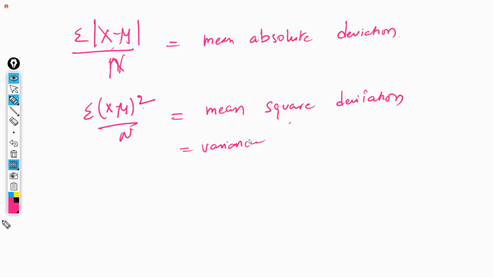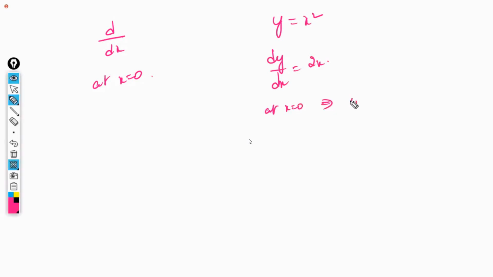We want variance as the maximum value or minimum value? Minimum value. Any value you want as the minimum value, you have to take d by dx at x is equal to 0, which gives you the minimum value. If I have y is equal to x square, d by dx is nothing but 2x, and at x is equal to 0, the minimum value is going to be 0.